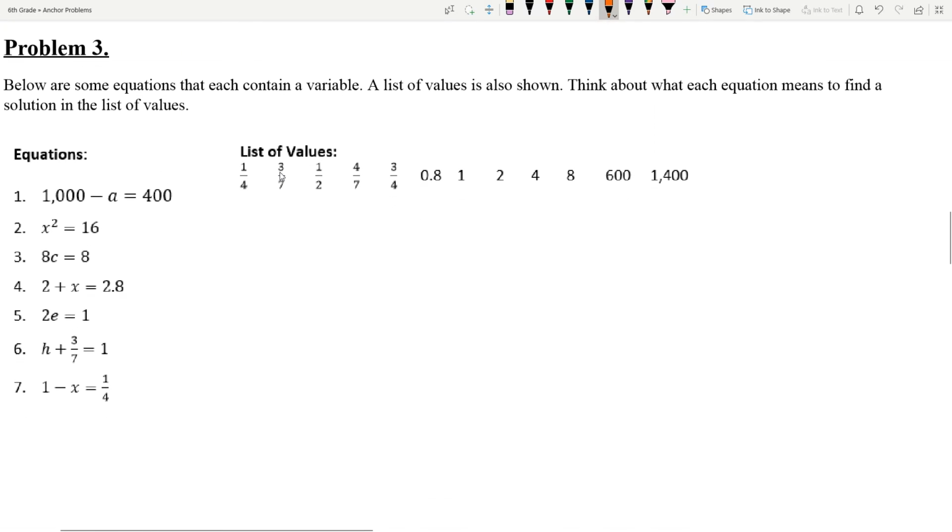And in our last example here, problem 3, below are some equations that each contain a variable. A list of values is also shown. Think about what equation means.